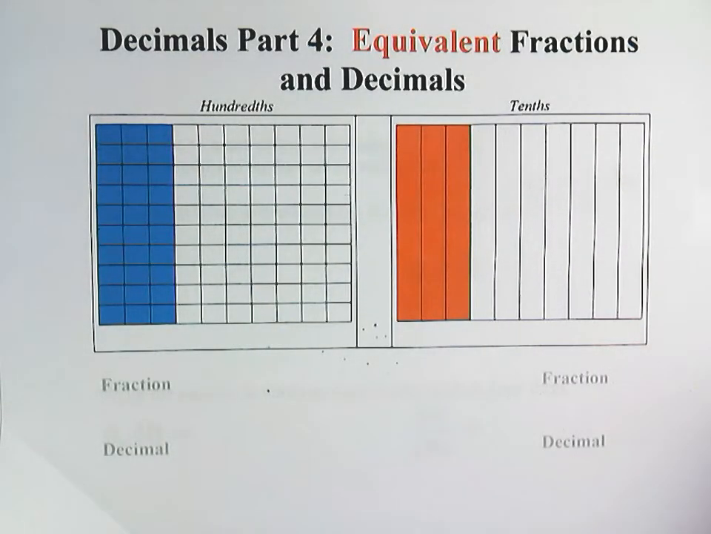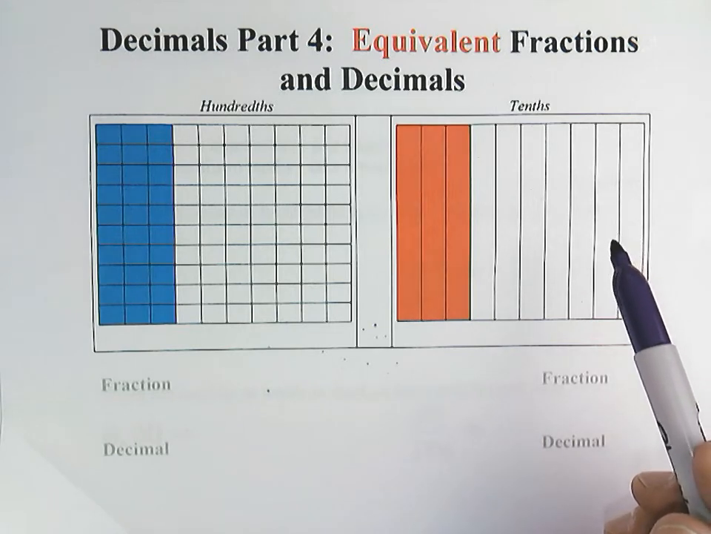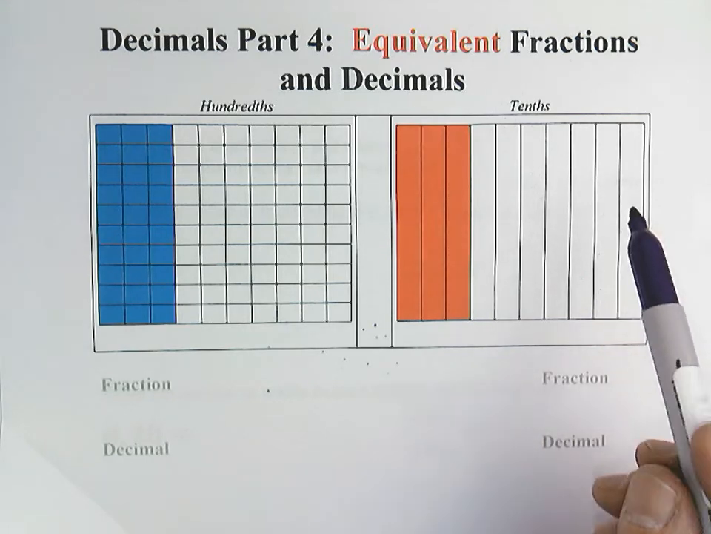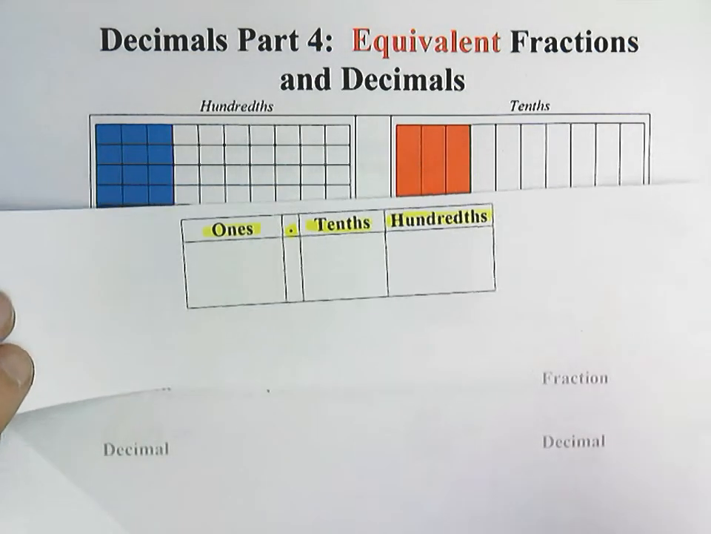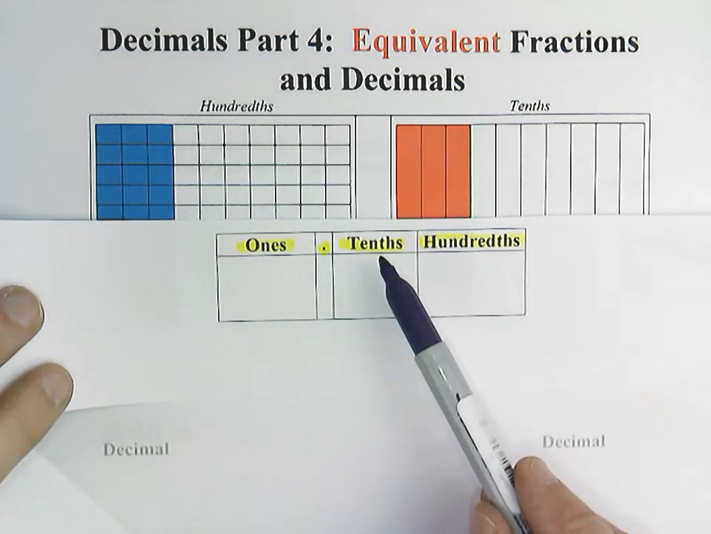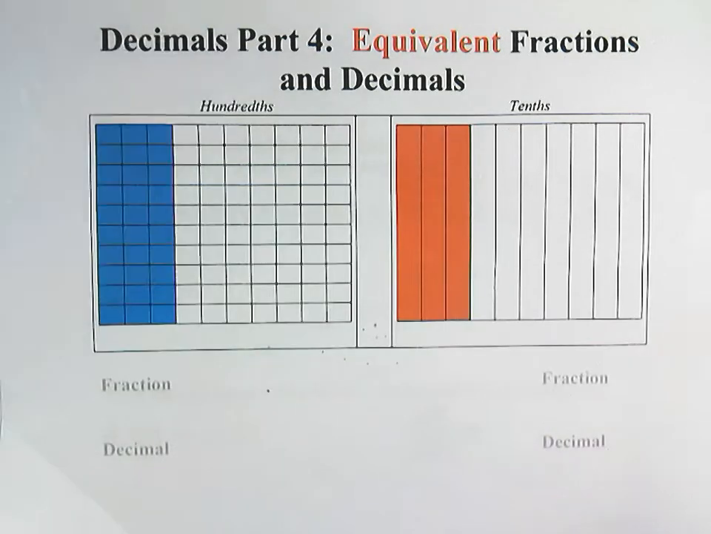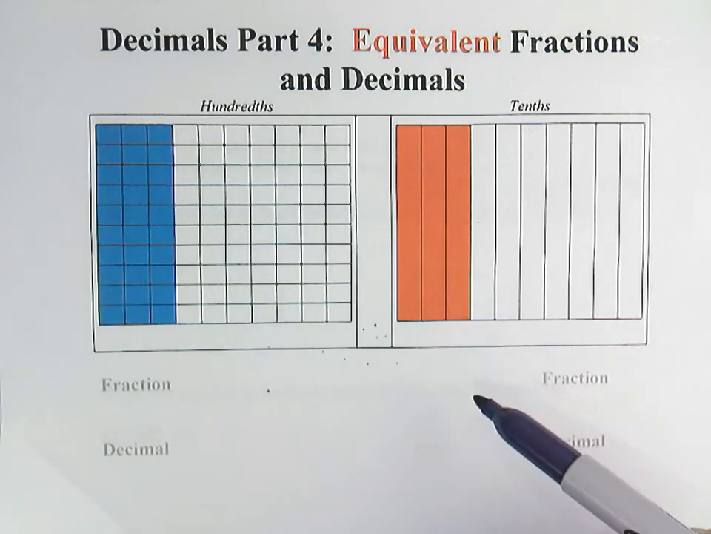Now, today's lesson will focus on how we can make equivalent fractions between the decimal place values of tenths and hundredths. Here you see we have a hundredths model and tenths, and when we say the place values, we're talking about our decimal place values to the right of the decimal point, and the first two are tenths and hundredths. So in other words, our job today is to show the equivalence between the fraction and decimal forms of tenths and hundredths. Okay, let's get started.